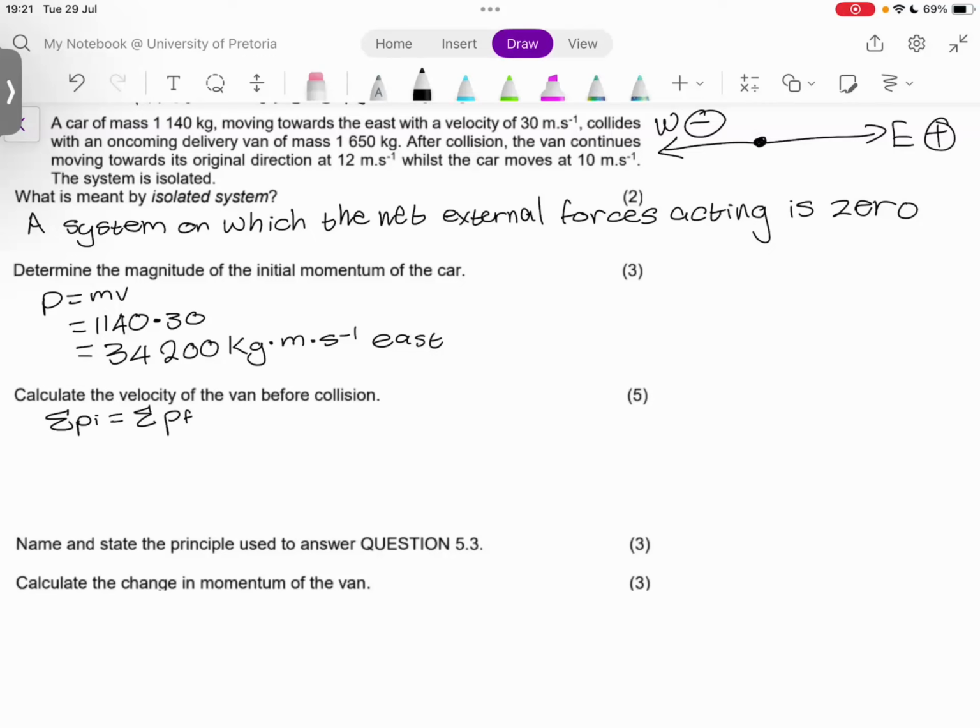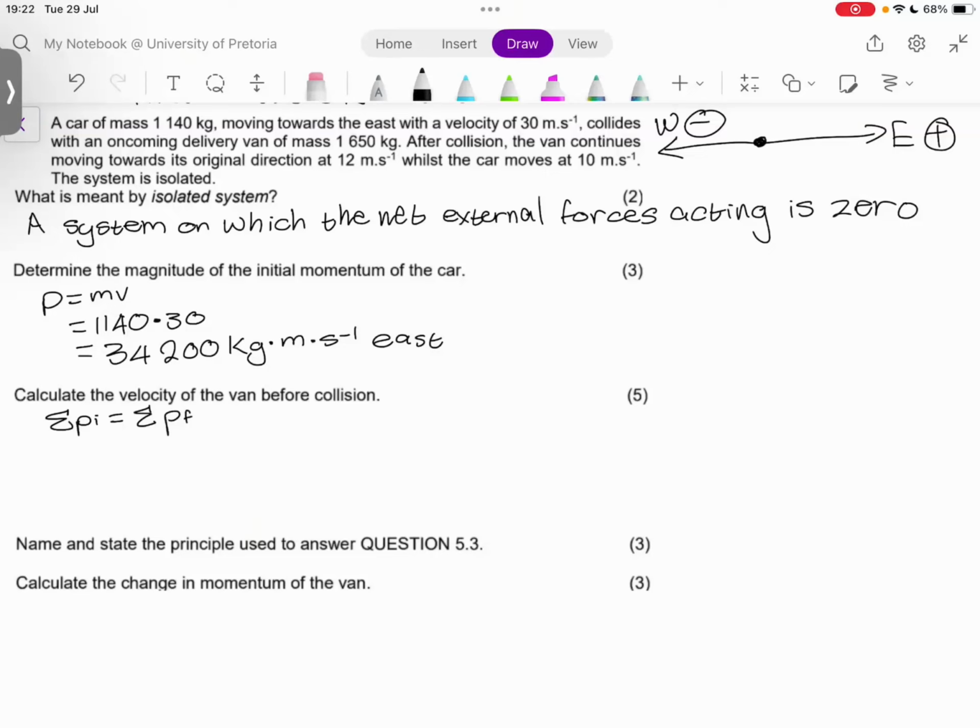Before I continue on, somebody asked, the direction I chose at the beginning is that direction you will have at the end. I'm not too sure what you mean by this question. Could you please reword this? Let's continue on. So if you want the velocity of the van before collision, we're going to have to apply the principle of conservation of linear momentum.